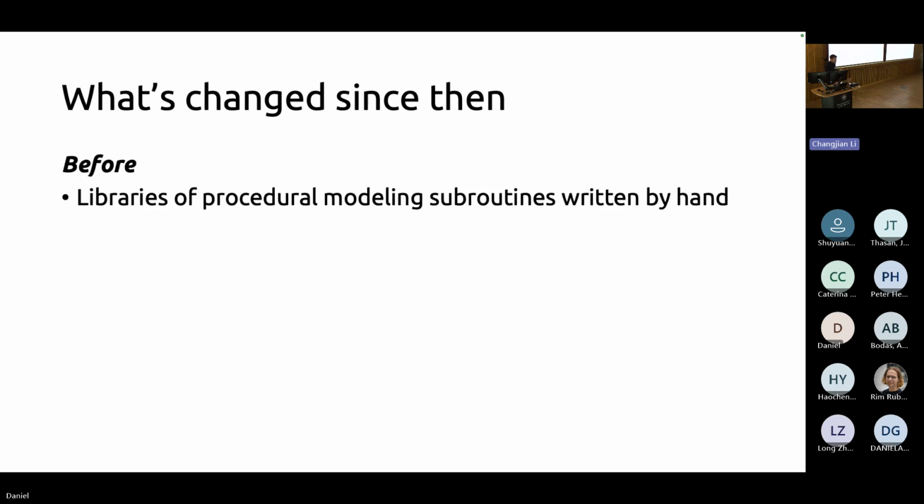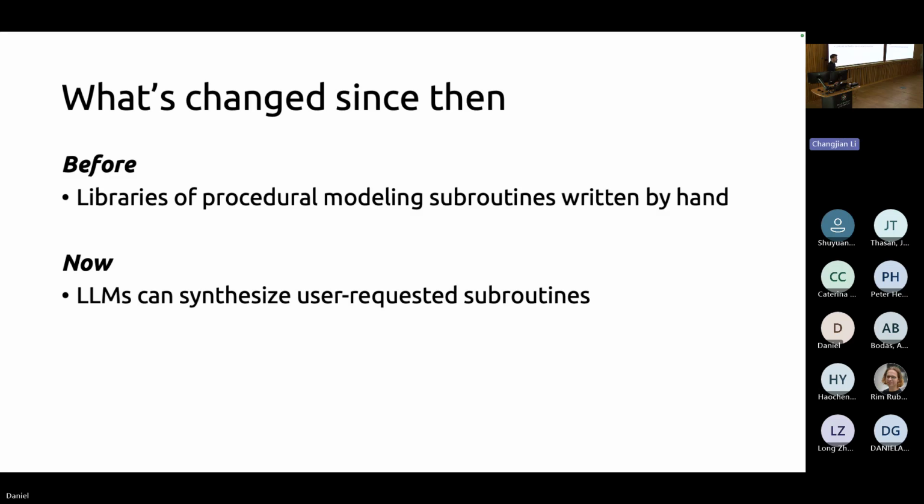And again, what's changed since these works is that all of that stuff in the past, the libraries of subroutines that these procedural models were using, were all written by hand. And as I'm sure most people in the audience now know, LLMs are getting pretty good at writing code. And so in principle, they can synthesize these user-requested subroutines.